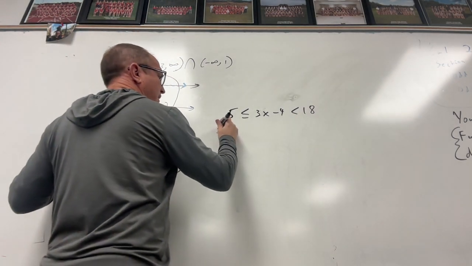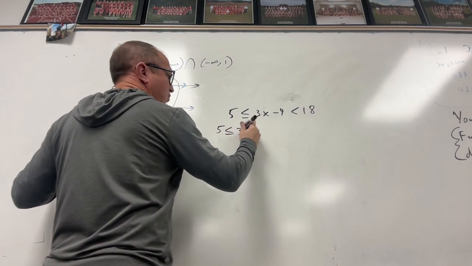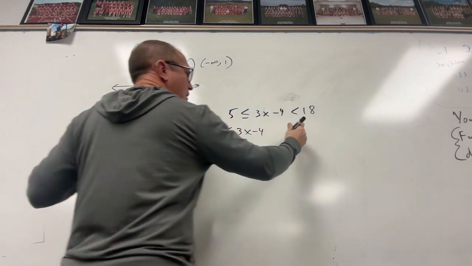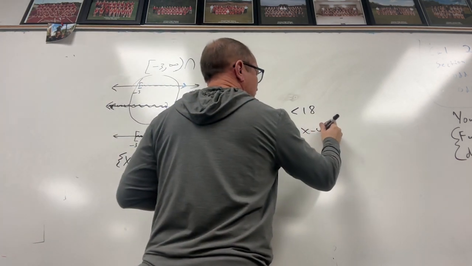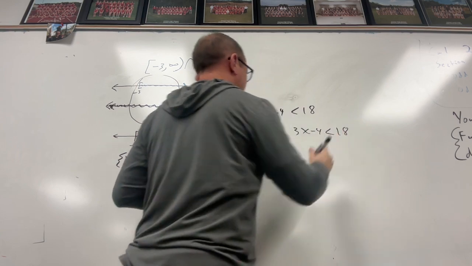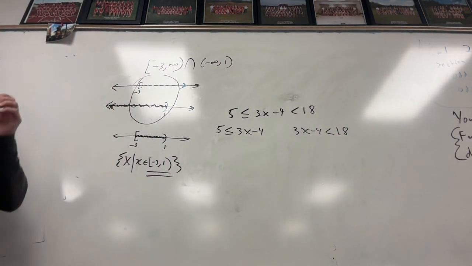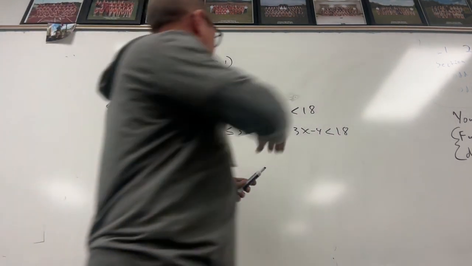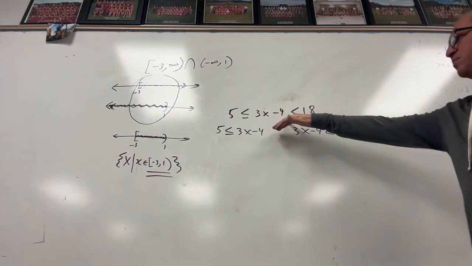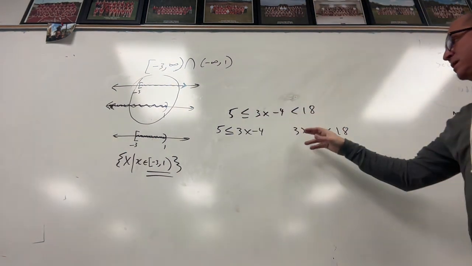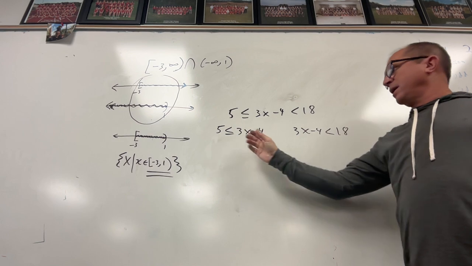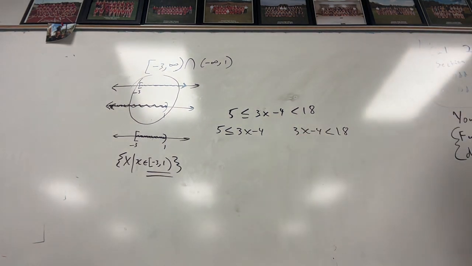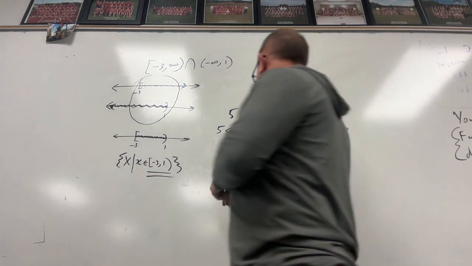So I'm going to split this into 5 is less than or equal to 3x minus 4, and 3x minus 4 is less than 18. Because that's what it's saying. Basically, this is saying 3x minus 4 is in between 5 and 18. So I want to see where it's greater than or equal to 5, but less than 18. Okay, now just solve these out like regular inequalities.